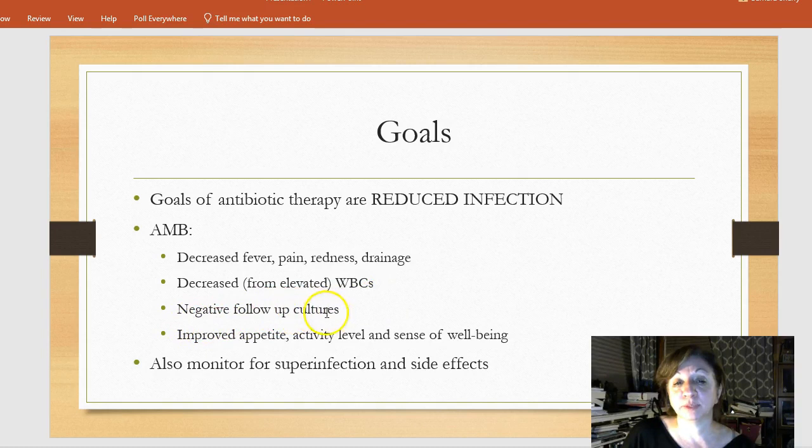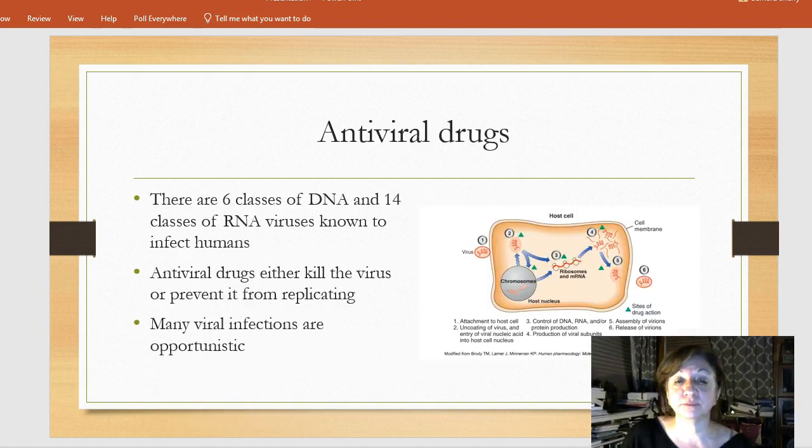Have we followed up on blood cultures or urine cultures? Have we seen an increase in their appetite, activity, and sense of well-being? So those are goals for sure. So antivirals work a little differently.